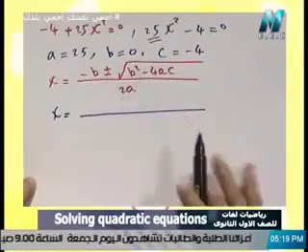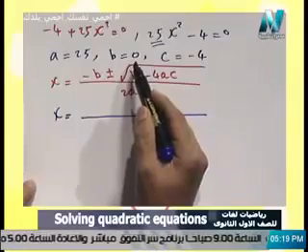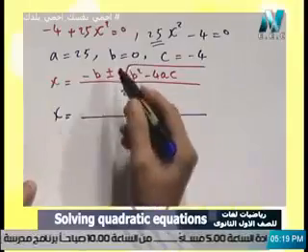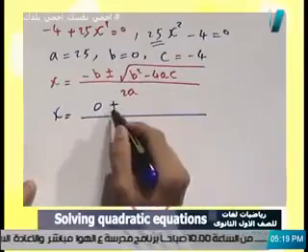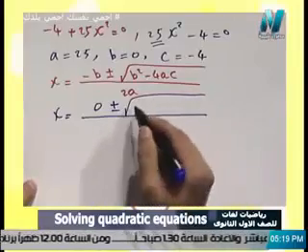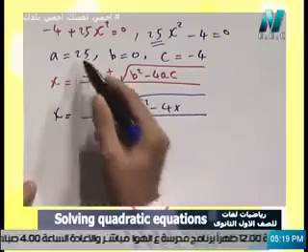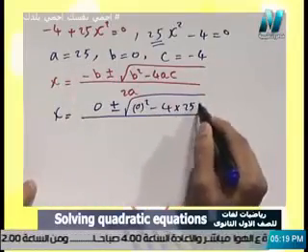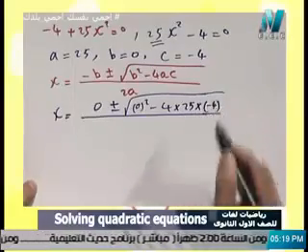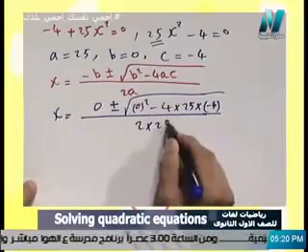Negative b here means negative 0. 0 is neither positive nor negative. So b here is 0, plus or minus the square root of 0^2 here minus 4ac. a is 25 times c, which is negative 4, over 2a, 2 times a, which is 25.